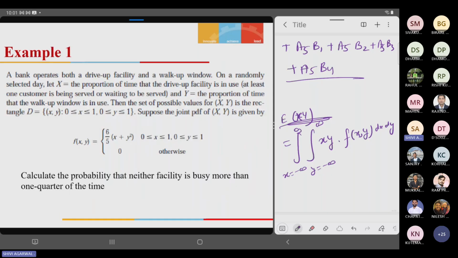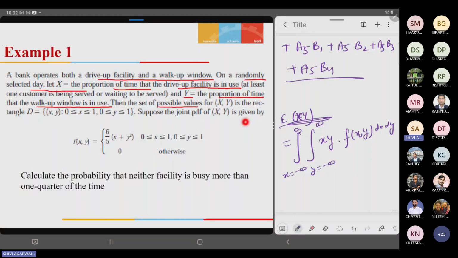A bank operates both a drive-up facility and a walk-up window. Okay, there are two things. On a randomly selected day, X is the proportion of time that the drive-up facility is in use, meaning at least one customer is being served or waiting to be served. And Y is the proportion of the time that the walk-up window is in use. Okay, there are two types of facilities.